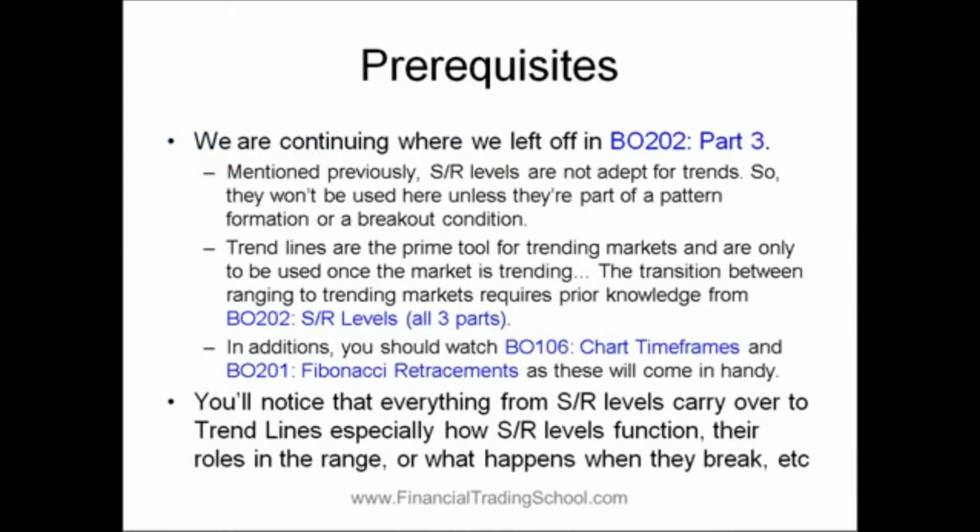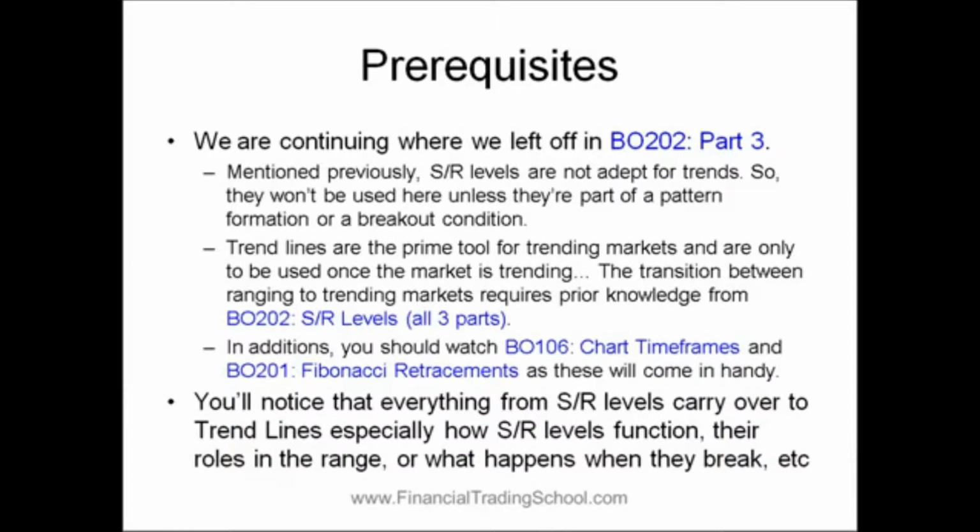At this point, we are continuing where we left off in BO202 Part 3, and as I mentioned in that video, SR levels aren't adept for trends, which is why I was struggling in that video to show you how to use them. Although you can use them: if price breaks support, it goes down, and as it comes back up, it will be used as resistance later on. In that sense, you can still use support resistance levels, and they are universal, but they're not adept for trends. So they won't be used here unless they're part of a pattern formation or a breakout condition.